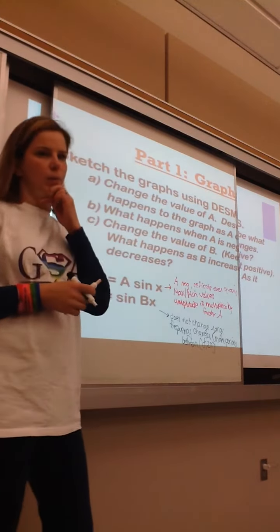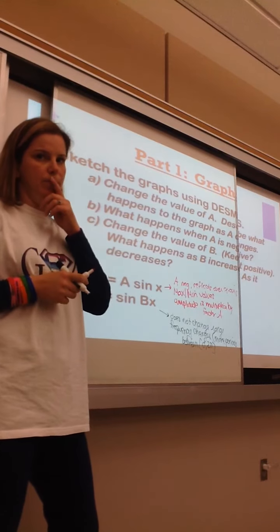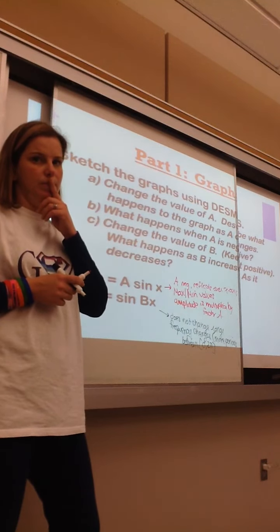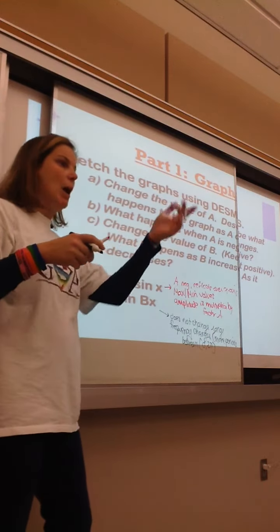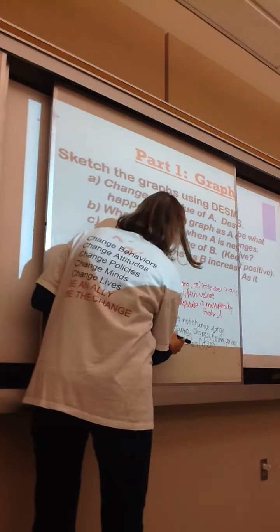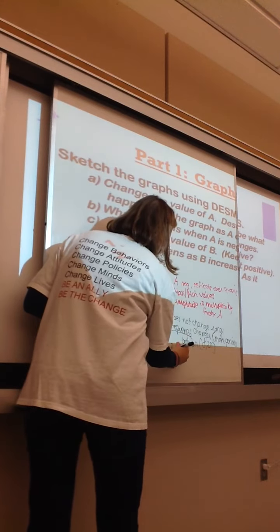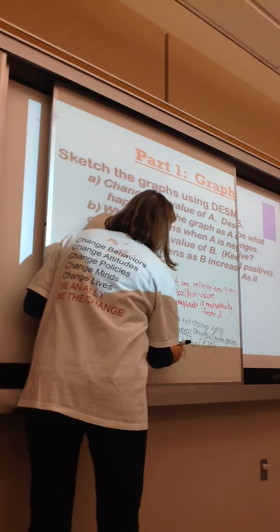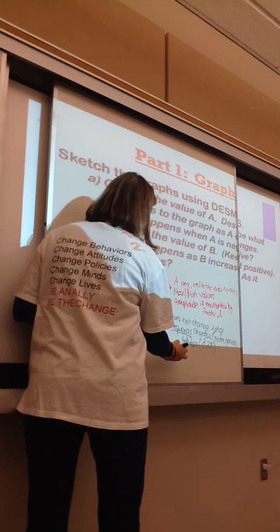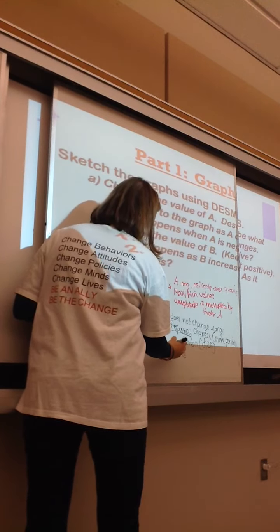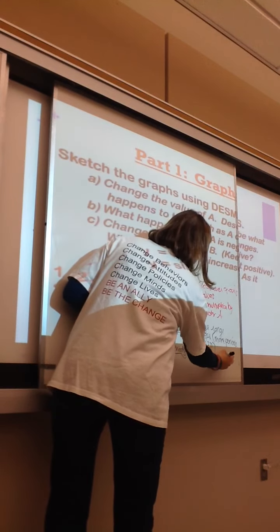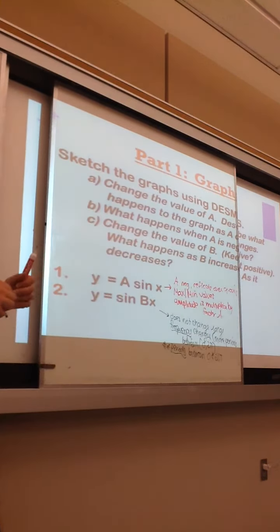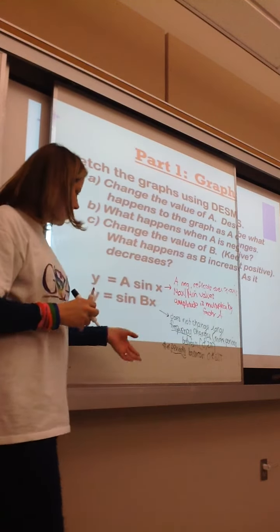What else does B do? What else happens with B? The number B is the number of periods that are going to be between 0 and 2 pi. Yeah, so the number B is the number of periods. It's how many times it's going to be between 0 and 2 pi. So we've got the word frequency, we've got the word periods. Repeat what you said one more time, Ben. The number B is going to be the number of periods between 0 and 2 pi. Good? Okay.